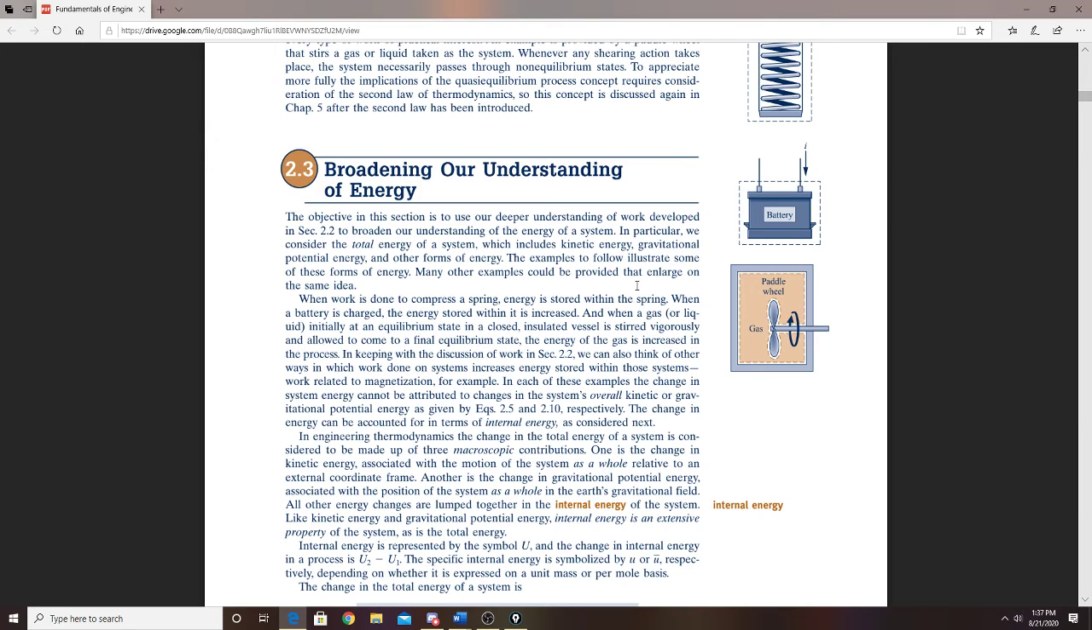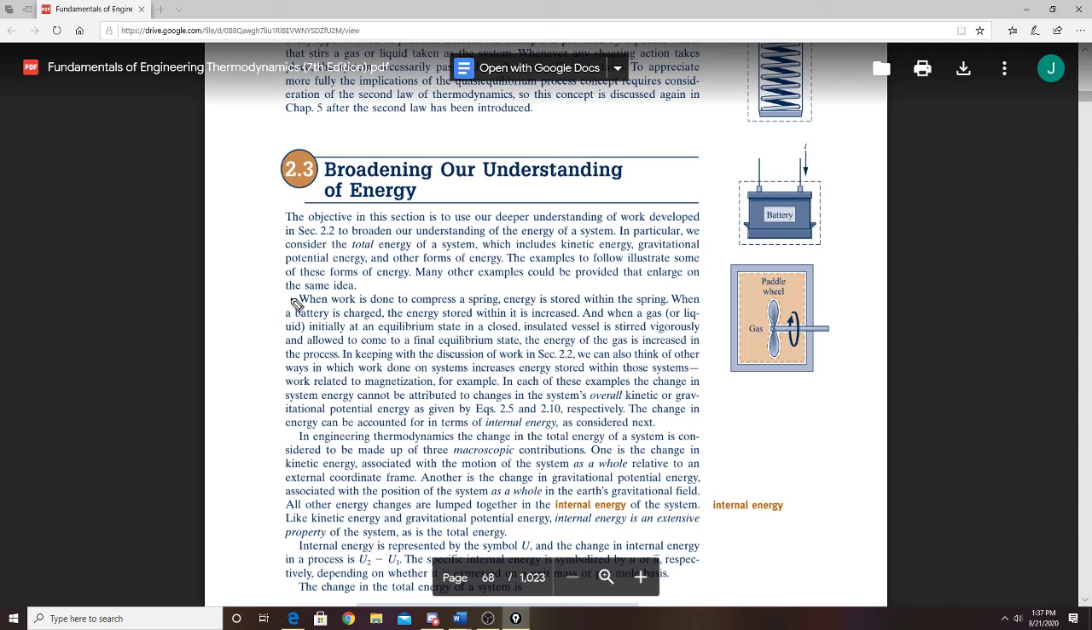So let me see. Yeah, this is a good one to start. It says, when work is done to compress a spring, which is the first paragraph right here, energy is stored within the spring. When a battery is charged, the energy stored within it is increased. And when a gas or liquid initially at an equilibrium state in an enclosed insulated vessel is stirred vigorously and allowed to come to a final equilibrium state, the energy of the gas is increased in the process, right? Would you guys agree? If I sit here and stir water really, really fast, the energy in the water is not the same as it was before, right? Because it's absorbing the kinetic energy I'm putting into it, correct? I think that makes sense.